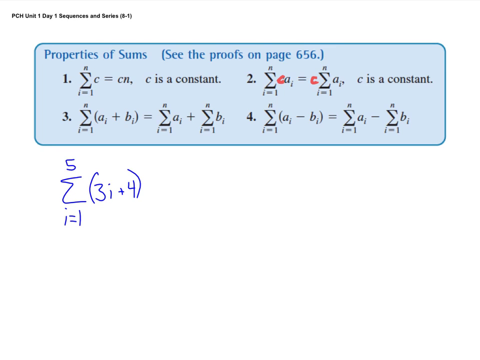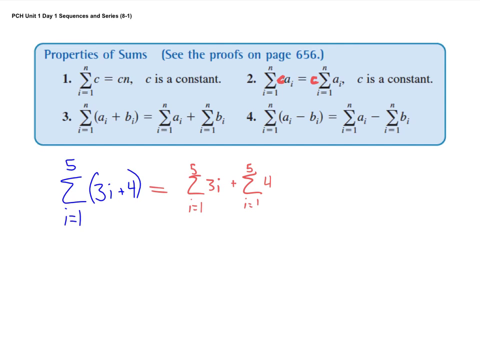Another thing here, number 3 and 4 kind of go together. If you're adding two different things together inside a sum, you can separate it into two different sums. If you're subtracting, you can subtract them into two different sums as well. Okay? So I give you this example because we could actually apply all these rules. I could split up the 3i and the 4. So I could make it the sum from i equals 1 to 5 of 3i plus the sum from i equals 1 to 5 of the constant 4.